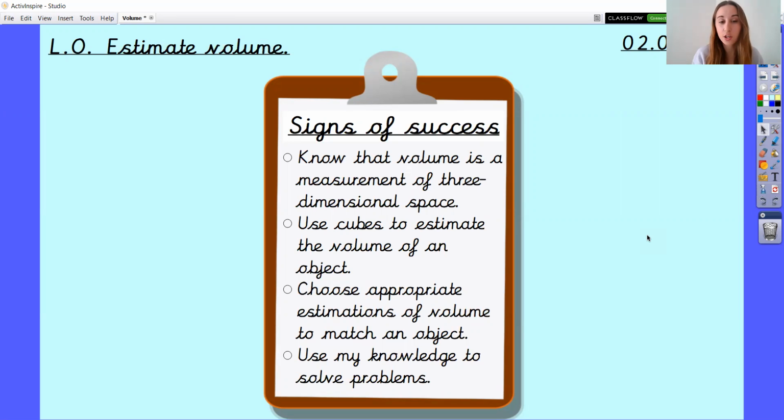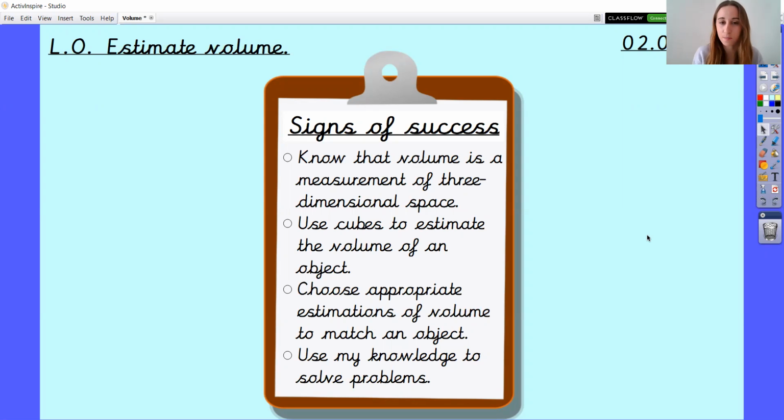We're going to again use cubes, but this time to estimate the volume of an object. And you'll see how we'll do that in a little while. We're also going to choose appropriate estimations of volume to match an object. So looking at some different volumes that it could have and thinking which one we think fits best. And we're also going to use our knowledge of volume to solve problems. So that's the plan for today.